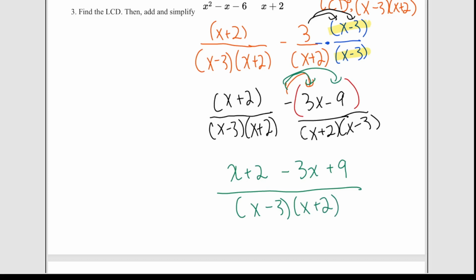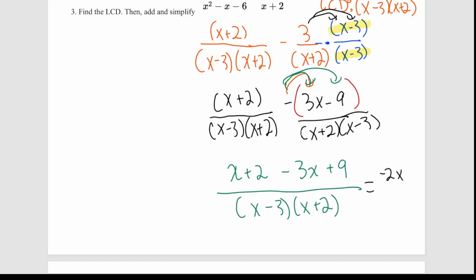So once we have like denominators, we're just going to add or subtract across that numerator. Now I'm actually ready to combine our like terms. So x minus 3x will give us negative 2x. Positive 2 plus 9 is going to give us positive 11. All over x minus 3 times x plus 2 as our nice, beautiful final answer.